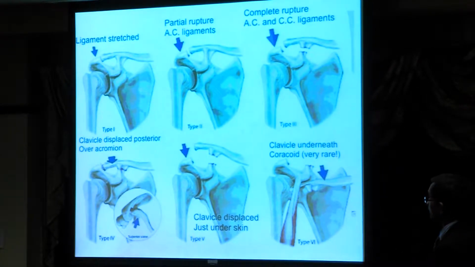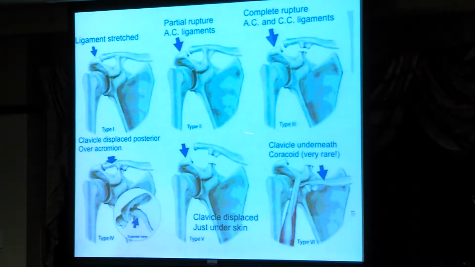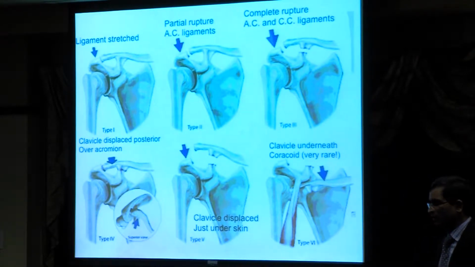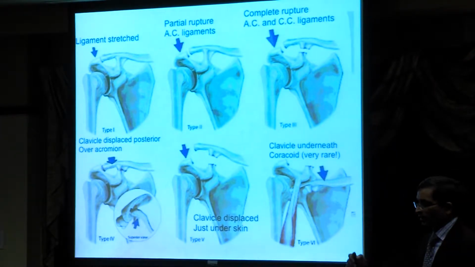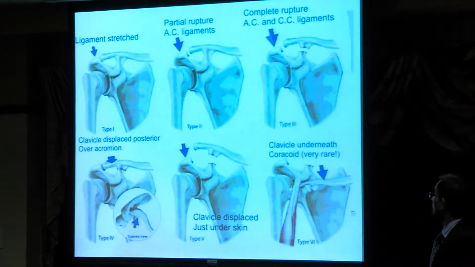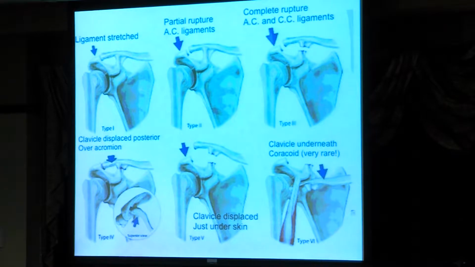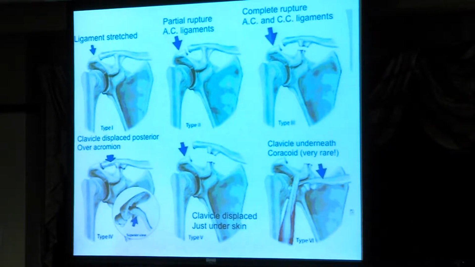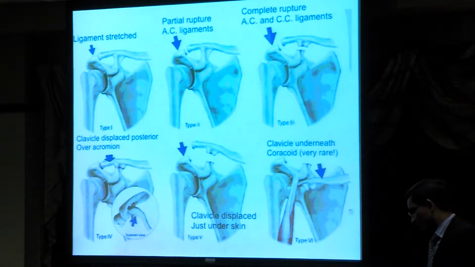Types 1, 2, and 3 can pretty much be treated non-surgically. Type 3 is a little controversial, where if the patient is a highly functioning athlete, or participating in football or rugby, surgical treatment may need to be considered. Types 4, 5, and 6 are severe, so those need surgical treatment.